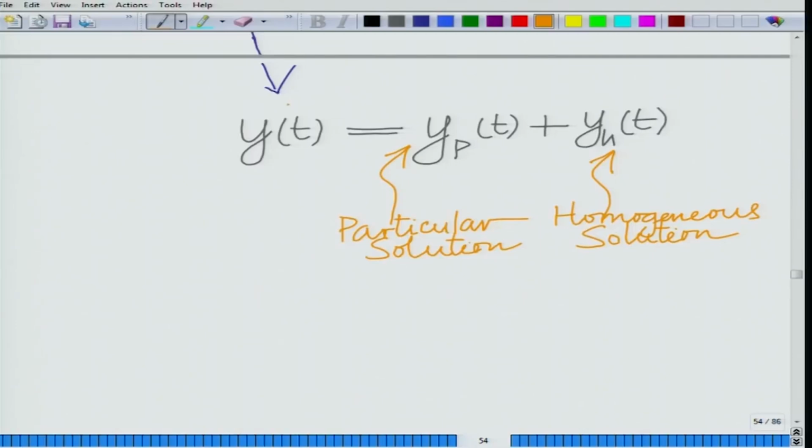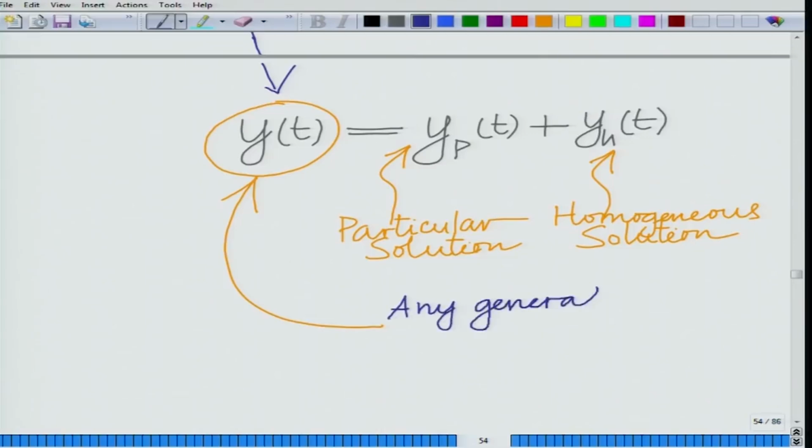So, any general solution y(t) to this differential equation, which describes the input output relationship of this LTI system, can be represented as the sum of a particular solution and a homogeneous solution.